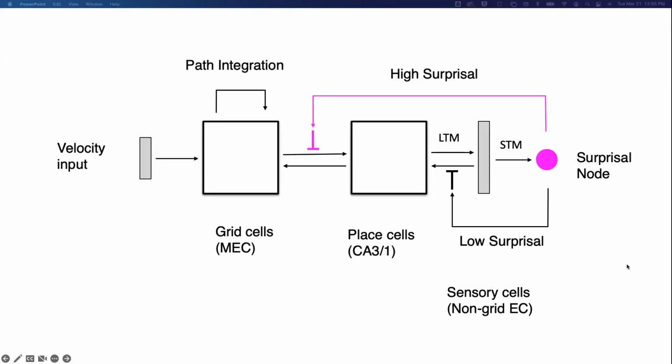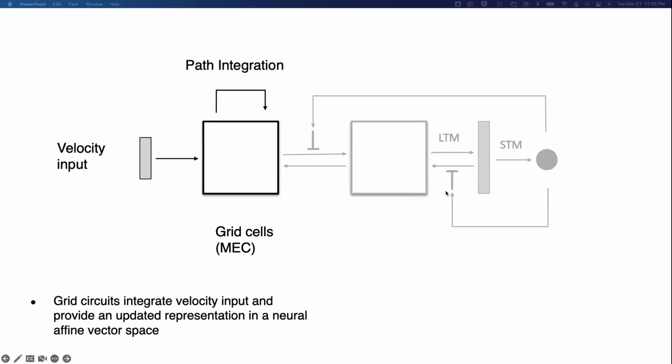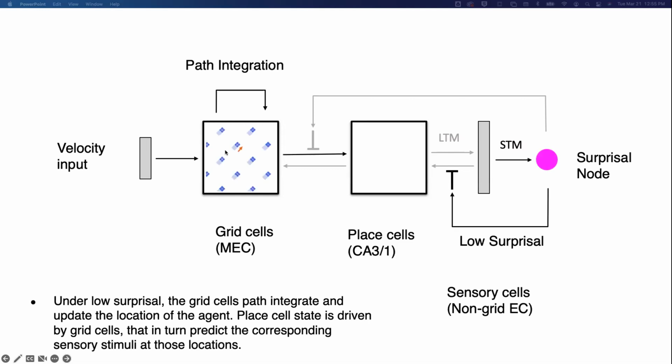And very quickly, this is just a block diagram showing the flow. So basically the surprisal node is inhibiting different connections in this model. So if you just have a velocity input in grid cells, you can path integrate. Under low surprisal, the connections from grid cells to place cells are inhibited, because of which the sensory inputs actually remap your place cells, which also causes remapping in grid cells.